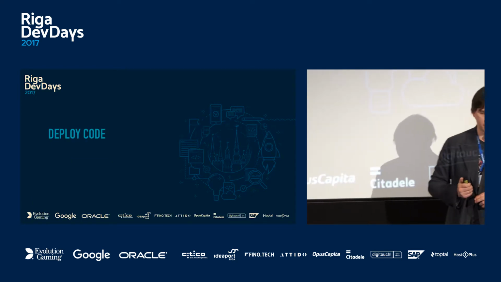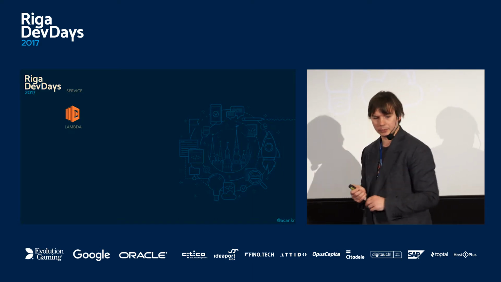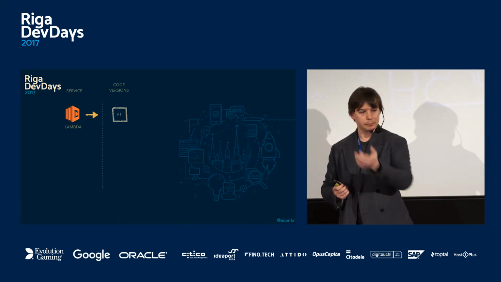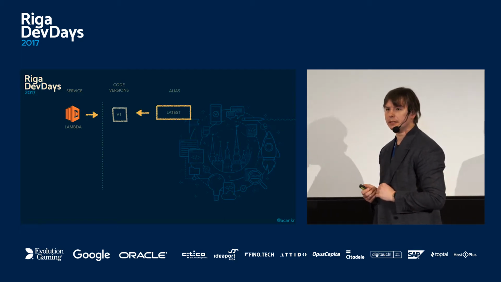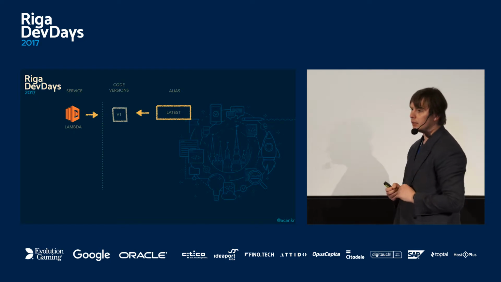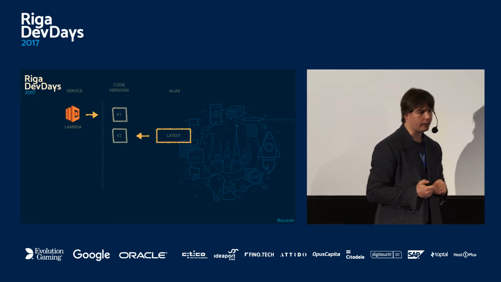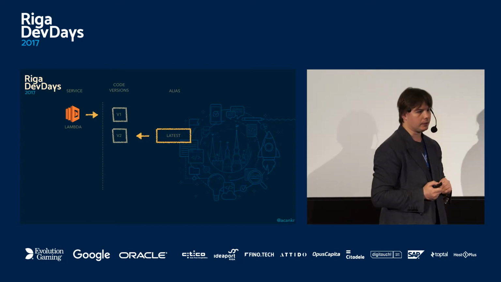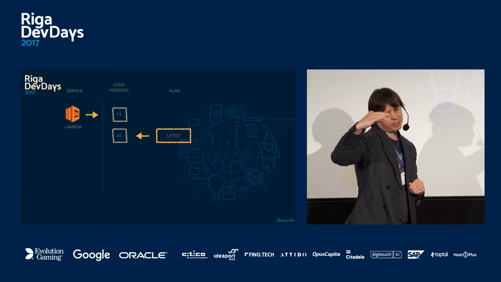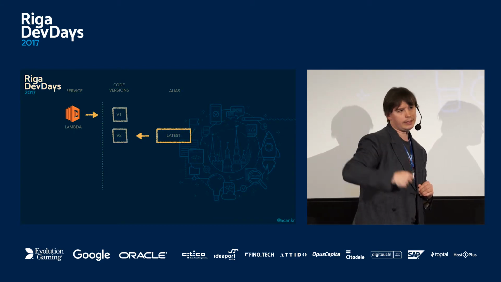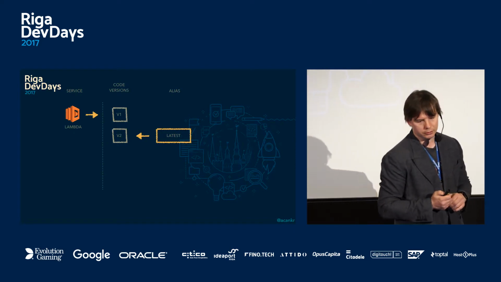What do we do next? We deploy the code. So how does it happen? You take the Lambda, and when you push the code, version 1 is created, and automatically a tag called latest is created. It's not the only tag that you can use, but once you push the next version, you can publish it, so the latest will be shifted to the next version, and so on.